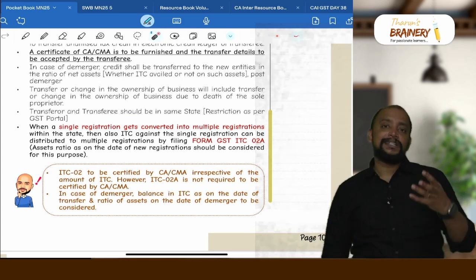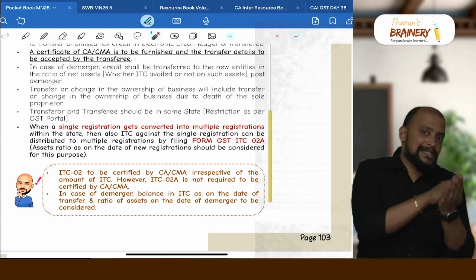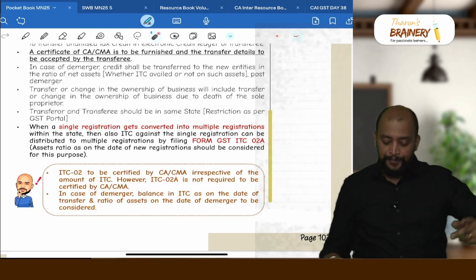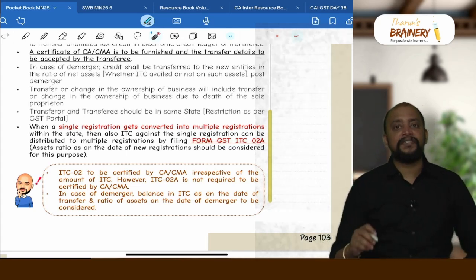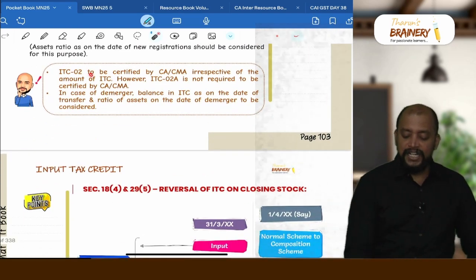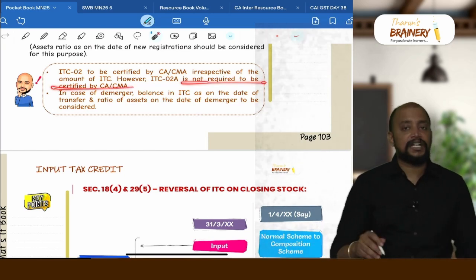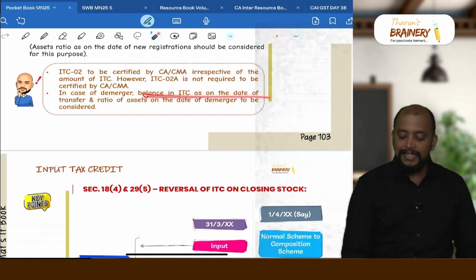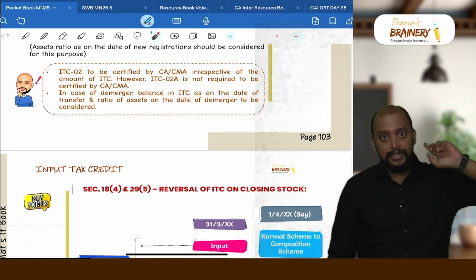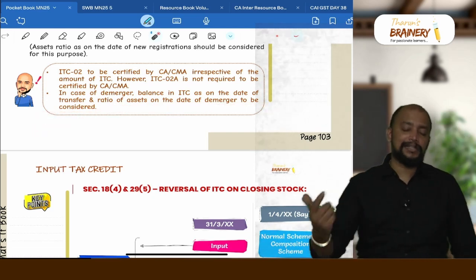Also, when a single registration is separated into multiple registrations, the ITC which was in the single registration can be separated to multiple registrations by filing a form, that is ITC-2A. For ITC-2A, again here we will take the assets ratio as on the date of new registration. ITC-2 is to be certified by a CA/CMA irrespective of the amount of ITC. However, ITC-2A is not required to be certified by anyone. In case of demerger, which date's balance in ITC should be taken? As on the date of transfer, not as on the date of demerger. As on the date of transfer, and the ratio of assets on the date of demerger should be considered.